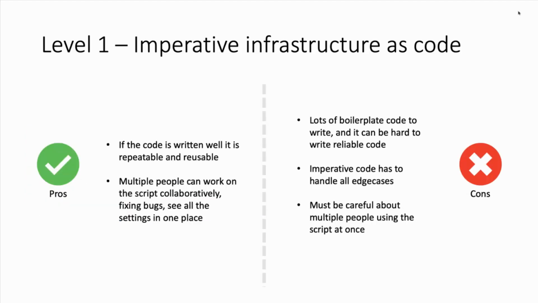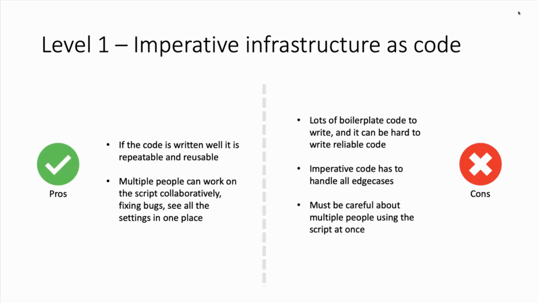So to summarize the pros and cons of this approach, the pros are, if I write this deployment script well, it will be repeatable, it will be reusable, and I will be able to have multiple people working and contributing to this script to create infrastructure. I won't have an issue where person A is changing a setting in the console and person B is overwriting that. But on the downside, I have to write a lot of boilerplate code. It can be hard to make that code reliable, and because I have to handle all those edge cases and race conditions between different people running the scripts at the same time.